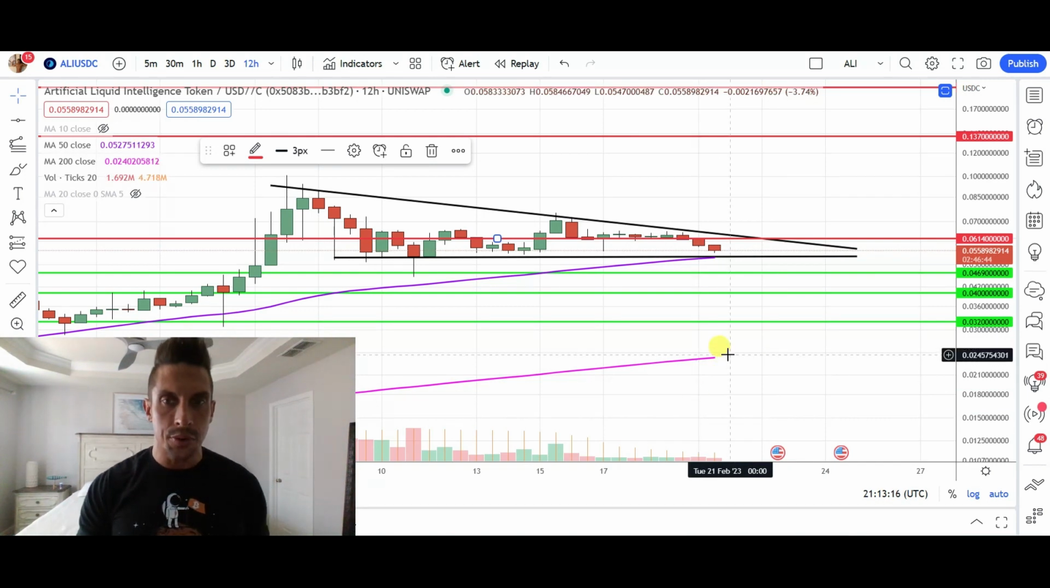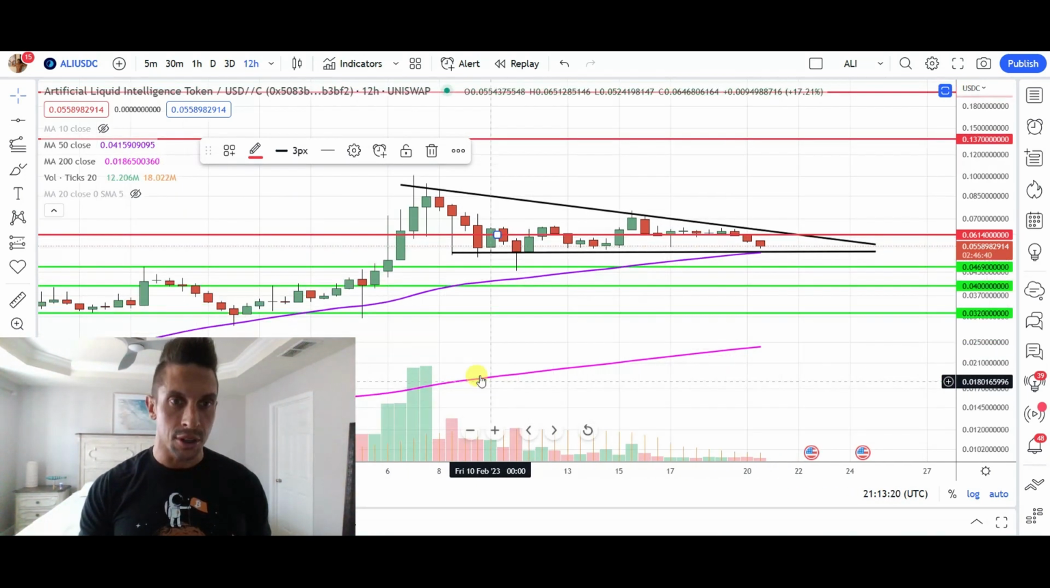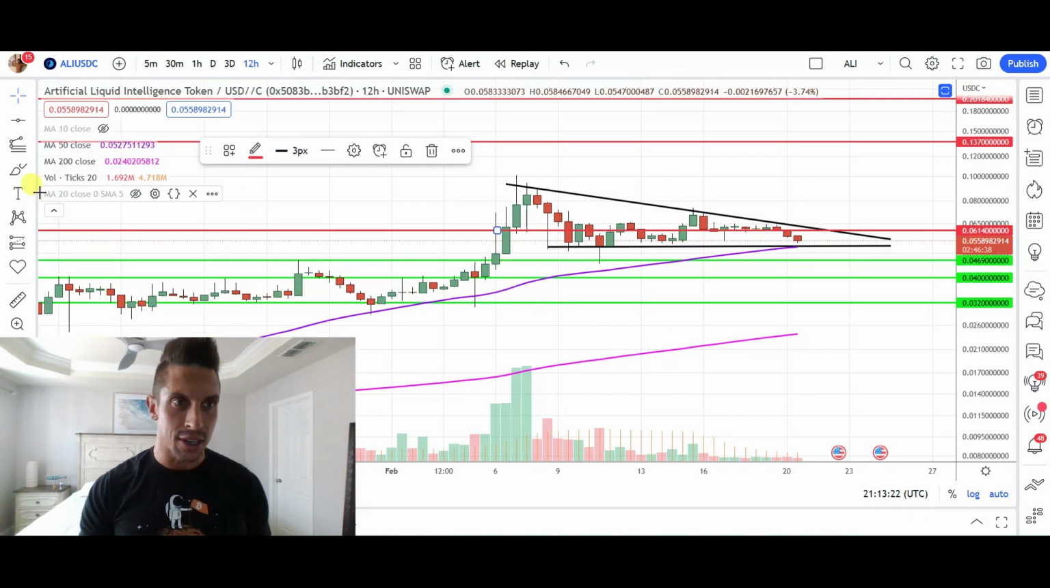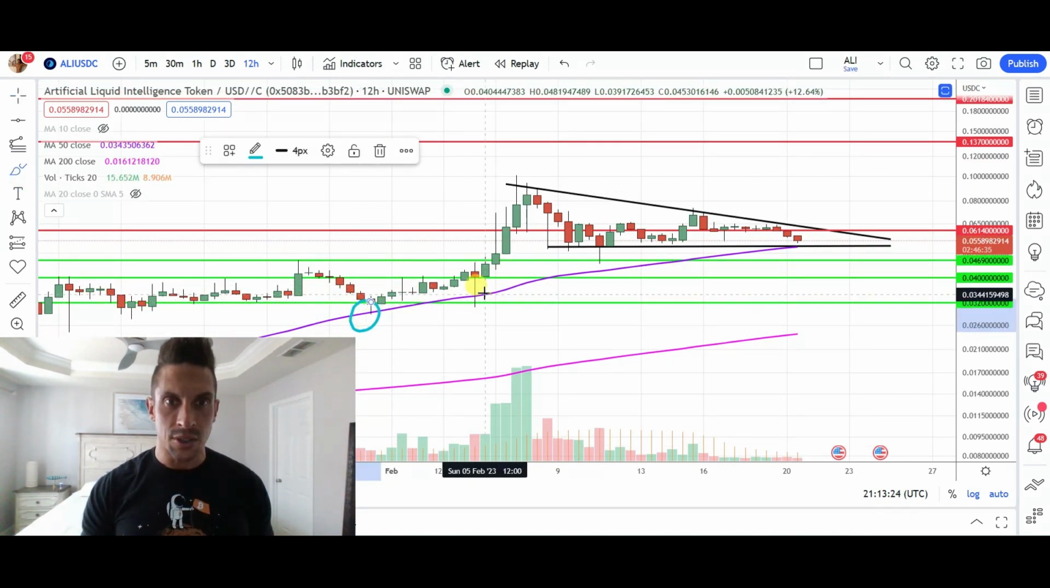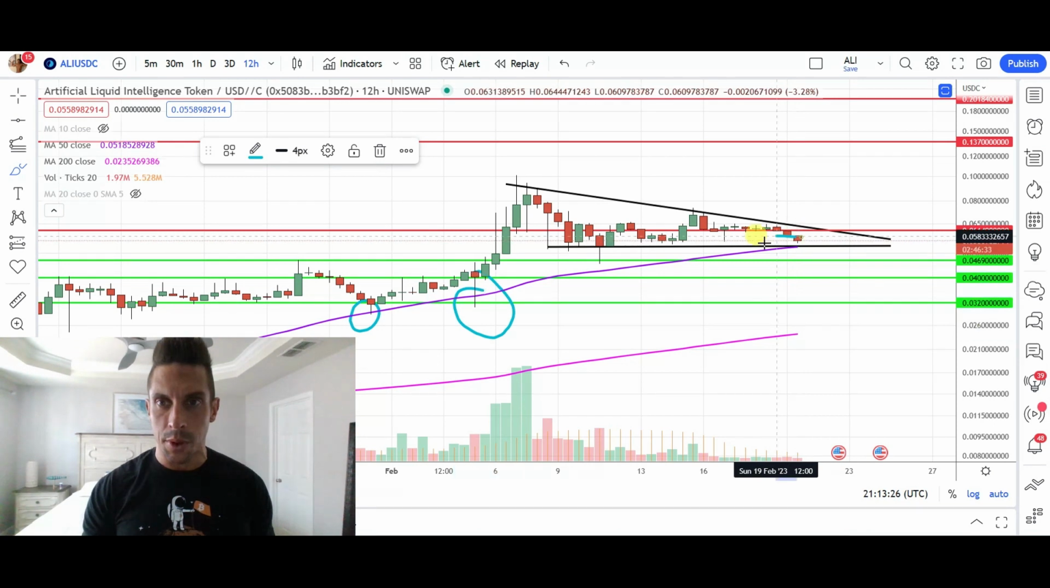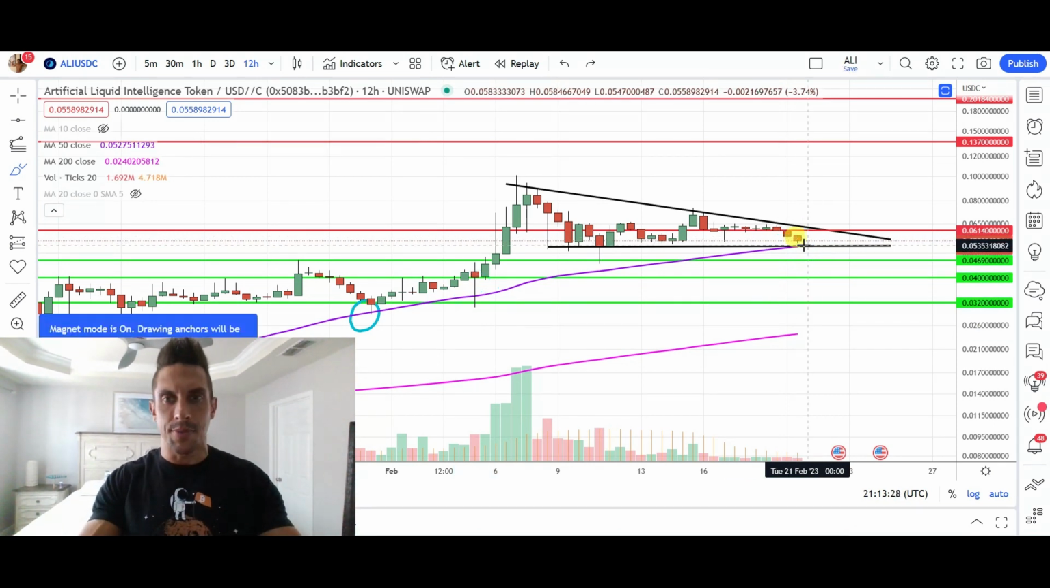So the 50 and the 200 will be areas of support that we'll want to watch for, and most closely the 50, since you can see these price wicks here. We've wicked it once, we've wicked it twice. Since getting above it, will we wick a third time? Okay, so something to keep in mind.